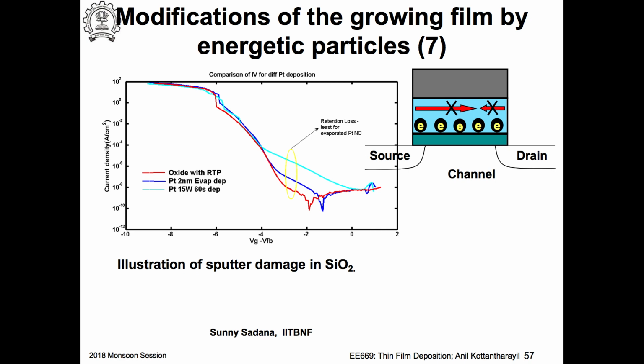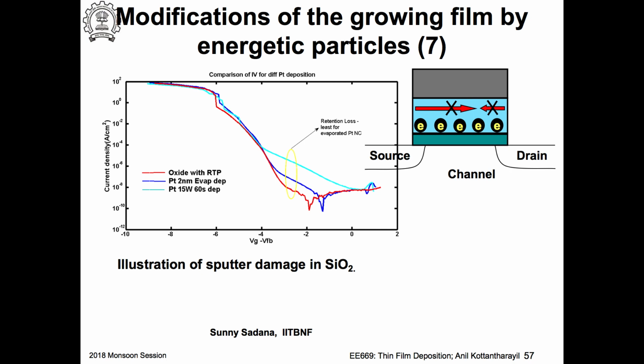Now, how do you deposit different things for this application? What we were trying to do was to actually make these nanoparticles. I showed you some pictures of platinum nanoparticles previously, right? So this is again an MOS capacitor that we have made, with a silicon dioxide and an aluminum gate, this red line. This is the current-voltage characteristics. We are looking at the leakage current through this dielectric.